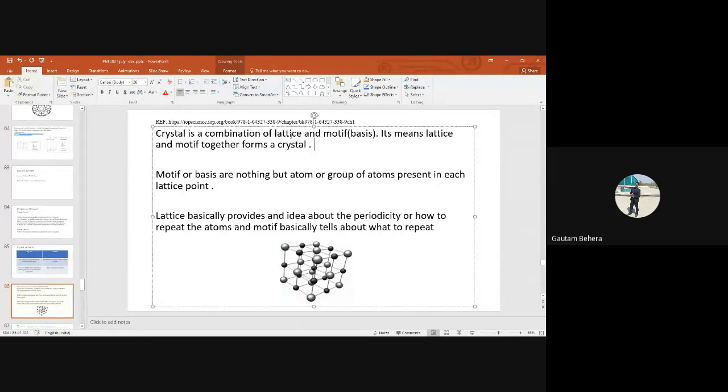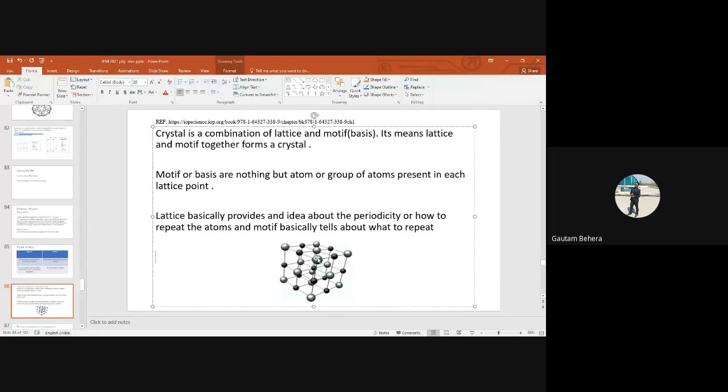It is a three-dimensional periodic arrangement of points in space, and a motif is basically an atom or group of atoms. That means if atoms or a group of atoms or a group of ions sit on the lattice points, right, those are called lattice points actually, then it will give rise to a crystal at the end. So motif or basis is nothing but atoms or group of atoms or group of ions, you can also say, present at each lattice point. Fine.